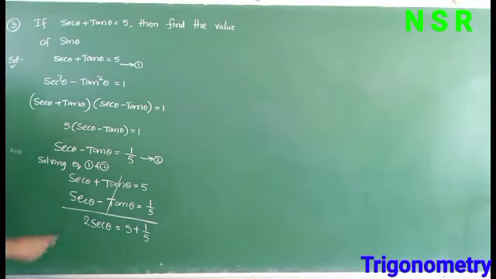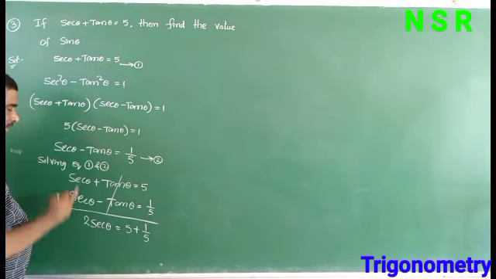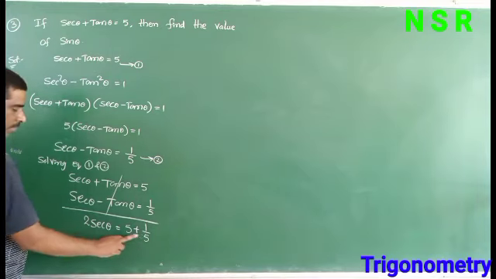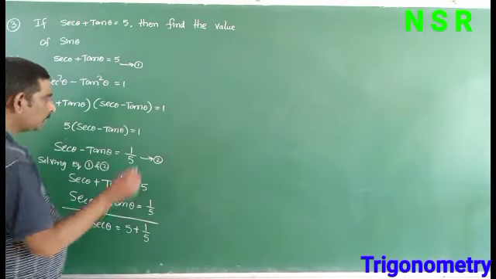We are solving these the same as simultaneous equations. Suppose we have x plus y equals 5 and x minus y equals 5, we can cancel the y terms and add the x terms. Same here also, cancel plus tan theta and minus tan theta. So, secant theta plus secant theta, 2 secant theta equals 5 plus 1 by 5. So, 5 fives are 25, plus 1, 26 by 5.